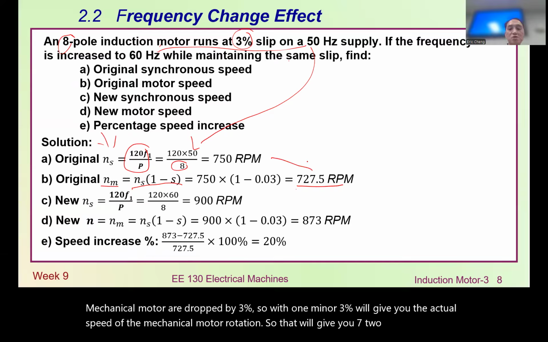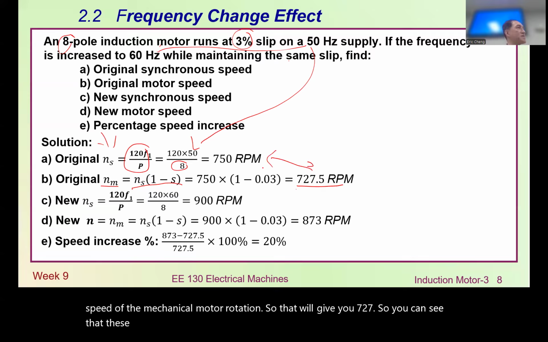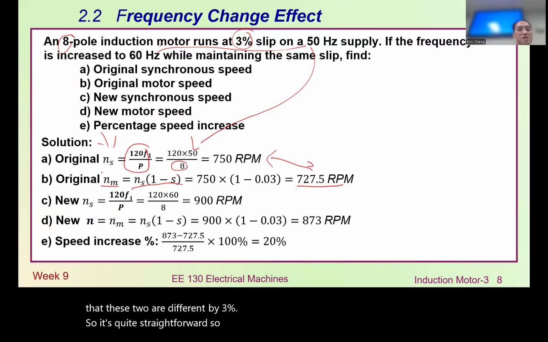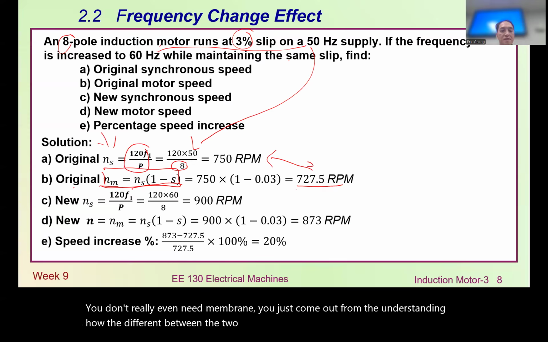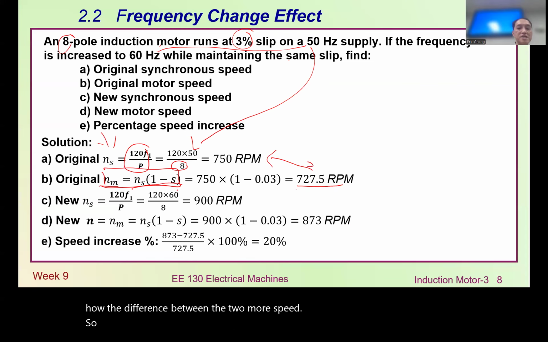So you can see that these two are different by 3%. So it's quite straightforward, this equation is just very straightforward. You don't really even need to memorize, you just come from the understanding of the difference between the two motor speeds. So now we change to 60. We use the same equation and then change to 60.